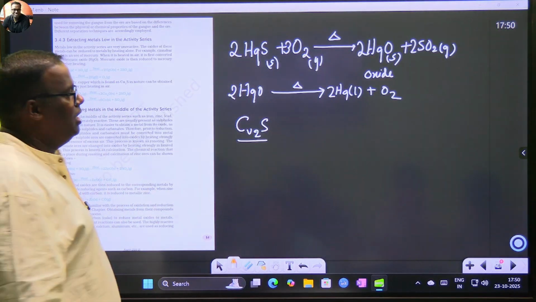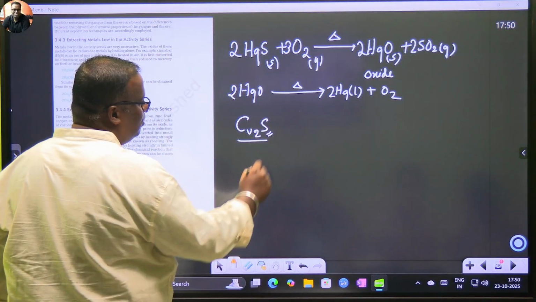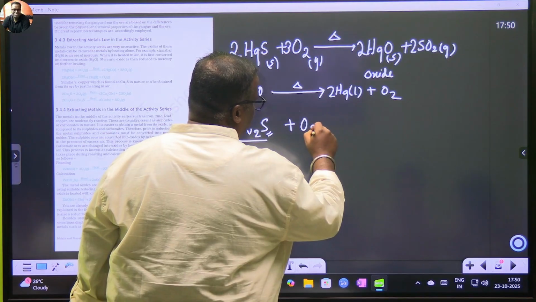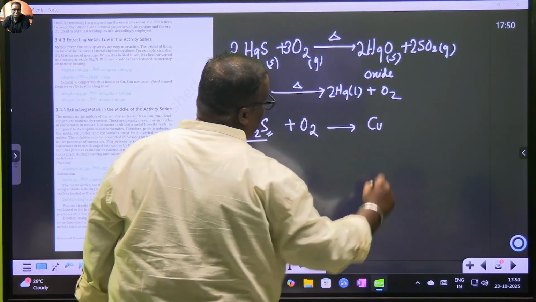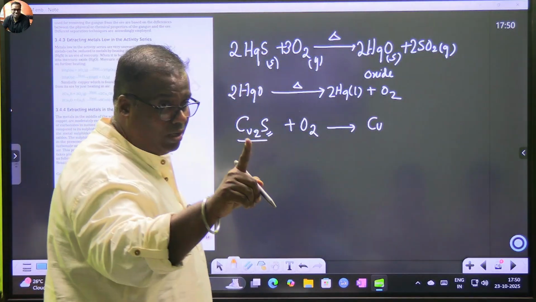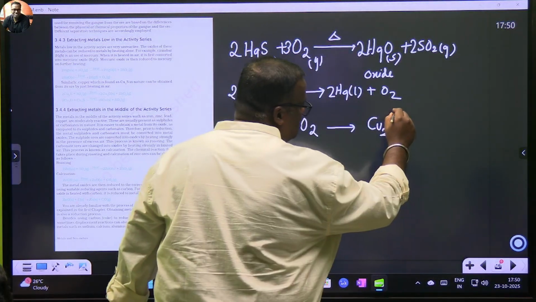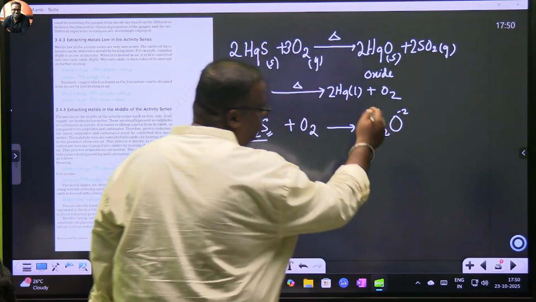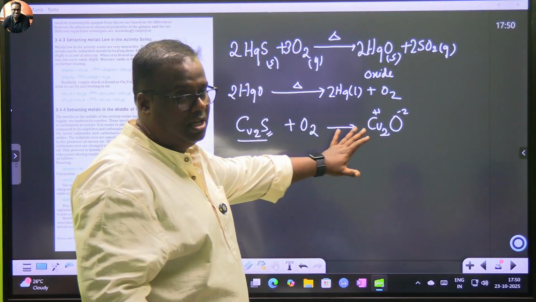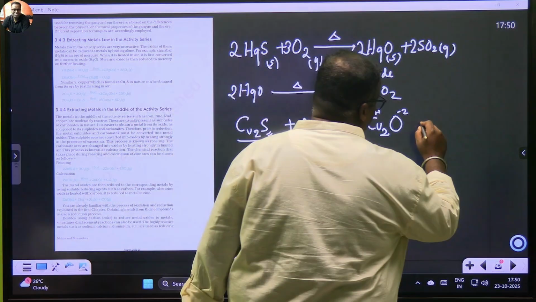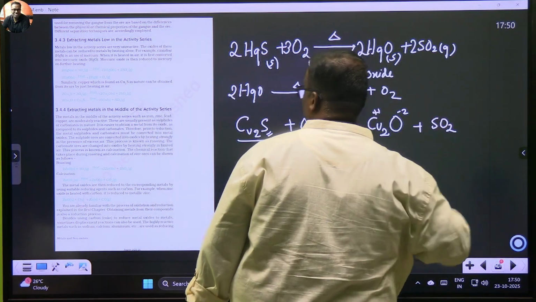तो क्या करेंगे? And you see that it is a sulfide ore. So straight away heat it with oxygen. All you expect to get is copper oxide, but copper 1 oxide. Copper 1 oxide means Cu2O. Oxygen is -2, copper is +1. 2 of +1 makes it +2, balances it. याद रखिए CuO मत लिख दीजिएगा. And also you will get SO2.